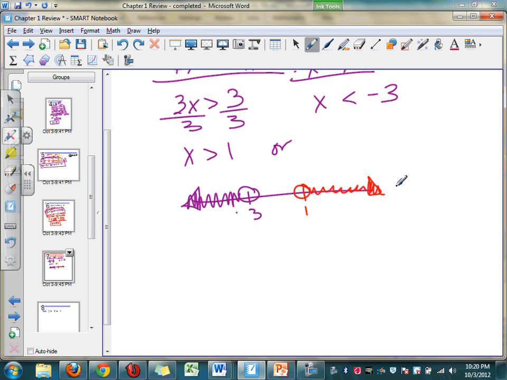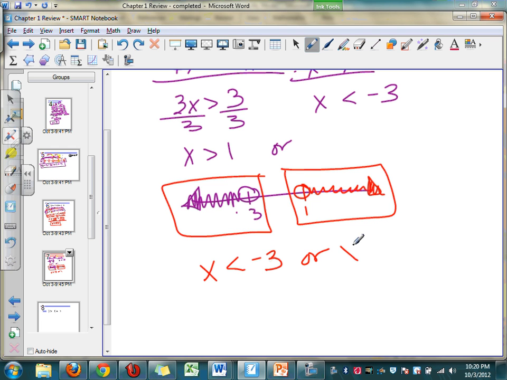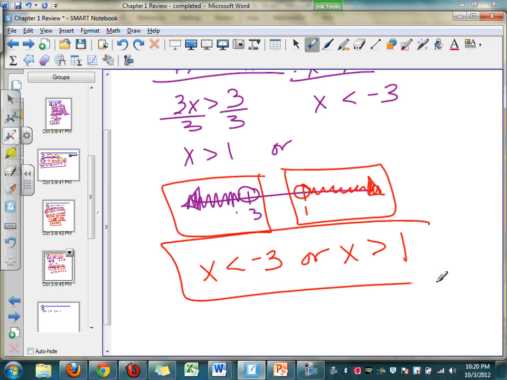So if I'm going from left to right, I need to first describe this region. This region is going to be x is less than negative 3. Or, then I need to describe this region, x is greater than 1. So here is your answer. And that's your inequality section.